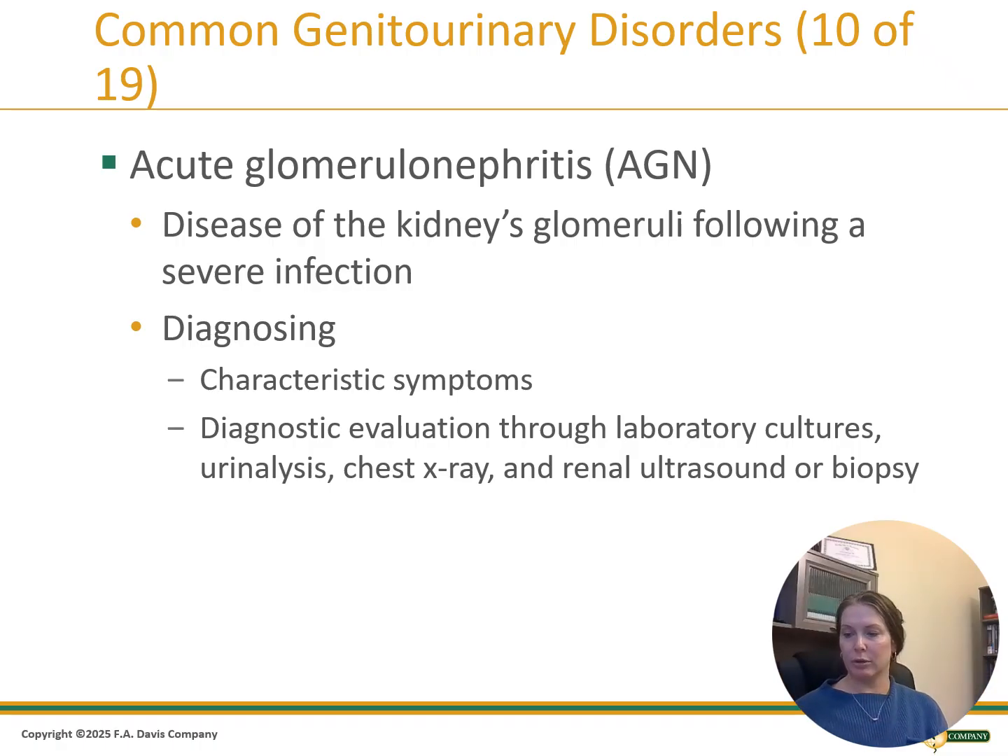That's going to be showing our hematuria or proteinuria, but it will be less severe than the nephrotic syndromes. Edema, again, it's going to be that periorbital, and then hypertension as well. We're going to diagnose this through cultures, urinalysis, a chest x-ray, and then renal ultrasound or biopsy if needed.